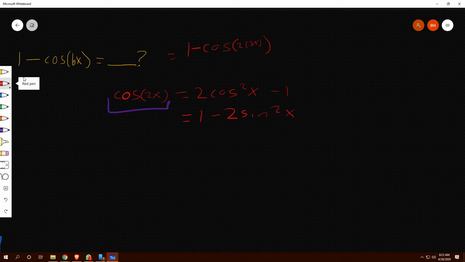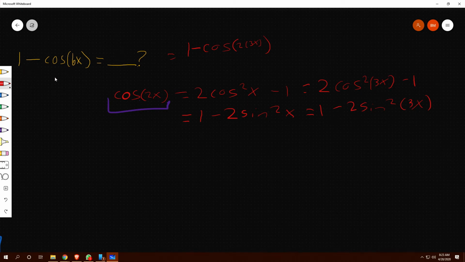So I have 2 possible scenarios here. I'm okay with a 2 cosine squared, instead of x, I'm going to write 3x, minus 1. This one would be a 1 minus 2 sine squared. Well, my x is a 3x again. All right, so these 2 scenarios are true.